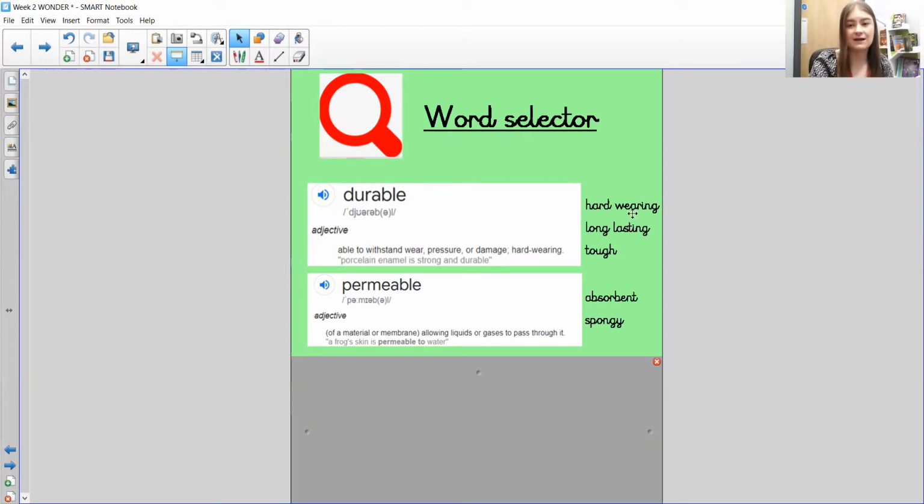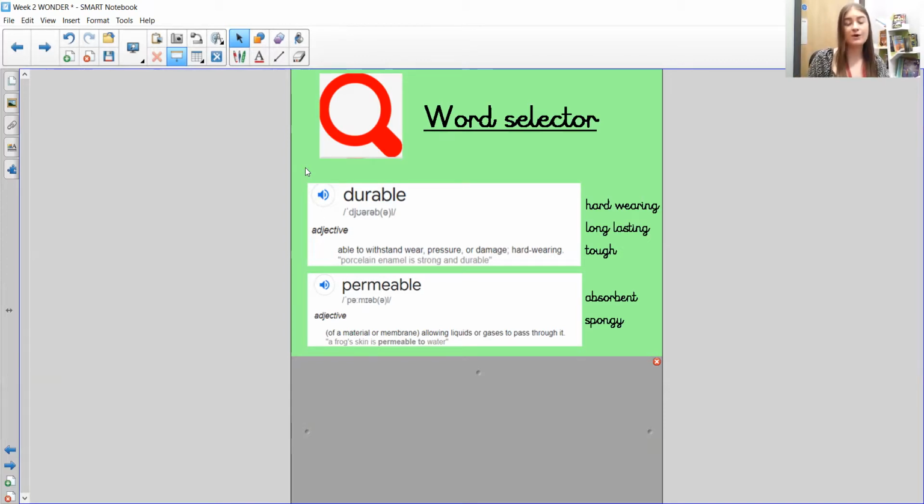On the right-hand side, I've got some synonyms of that word durable. So it's tough, it's a long-lasting rock, it's hard-wearing, so it's very difficult to break that rock down. The weather probably won't do it on its own. And unfortunately, that little sound button is not one that I can click, sorry guys, but the word is durable.